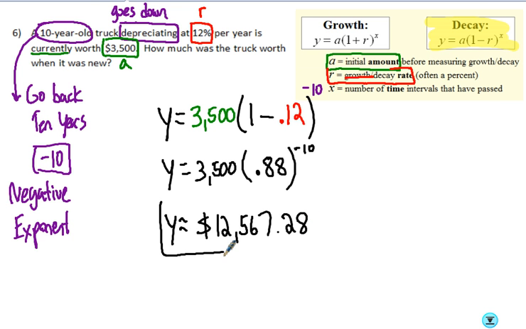Now, you might think, well, 12,000, that's pretty cheap for a car. Well, we're also talking about 10 years ago, so in the past it wasn't as expensive. But we would have expected this number to be larger than that one, because this is what it's worth now, so it was worth more when we first bought it or first paid for it. All right, so go ahead and stop the video now. Try number 6.